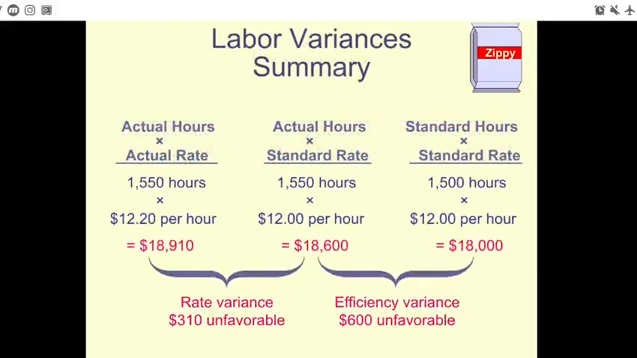So this is the summary. And then if there is a question that asks you, what is the total labor variance? Total labor variance is $310 unfavorable plus $600 unfavorable. So total labor variance is $910 unfavorable.